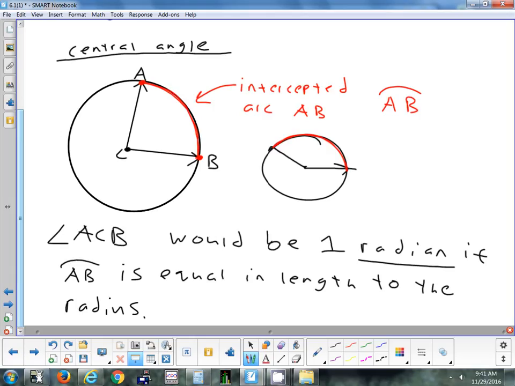So if you drew this, took a piece of string and measured that arc, and then took a piece of string and measured the radius, if they came out exactly the same, then the picture you just drew is a picture of exactly 1 radian. That's just a way to visualize what a radian would be. I haven't told you how many degrees in a radian. You'll be able to figure that out yourself once you know the formula. But that's a visual. Any questions on that idea?